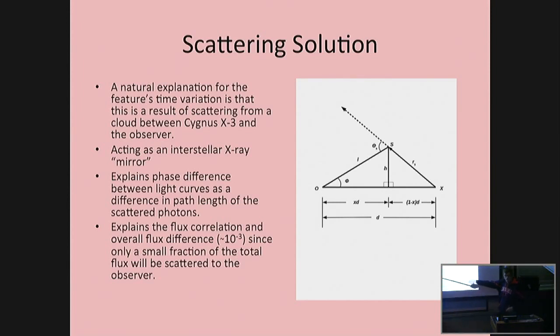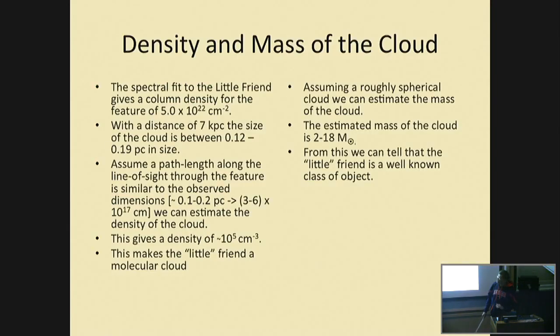In fact, that phase difference becomes important because it allows you to say something about where the little friend is relative to SIG-X3. It also explains the correlation, and why there's only 10 to the minus 3 of the flux from the little friend, because it's a scattering phenomenon. It's only intercepting a small fraction. So this will explain why you see what you're seeing. Now, some stuff I'm not showing: as I've done spectral fits to the little friend, I can estimate the column density through the little friend from the scattering.